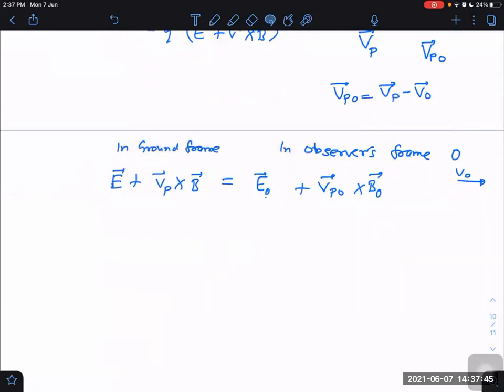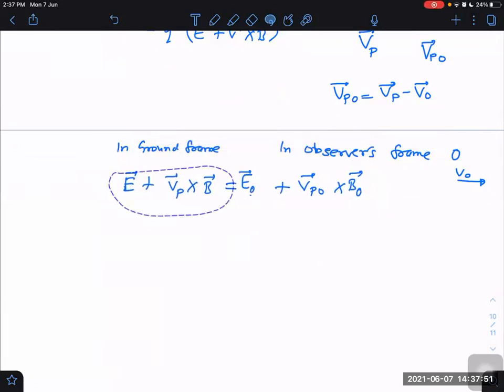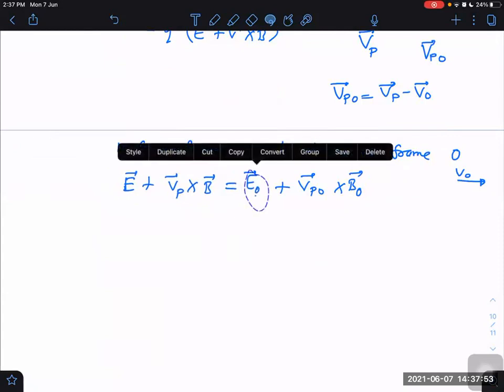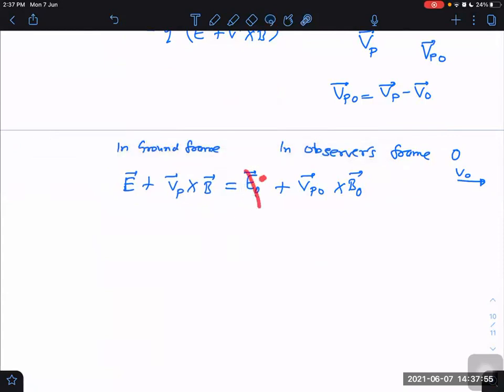This case becomes particularly interesting if I can get rid of... Can I choose a frame? Tell me, can I choose a frame so that I can get rid of the electric field term? Can I get rid of the electric field term in any frame? I have to make the electric field in the observer's frame 0. I have a choice of velocity. I will select the velocity of the observer in such a way that EO will become 0. Let us try to do that. I want to make EO 0.